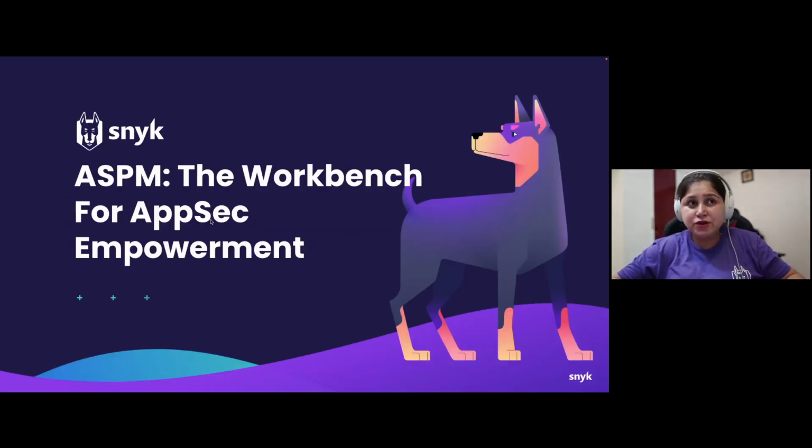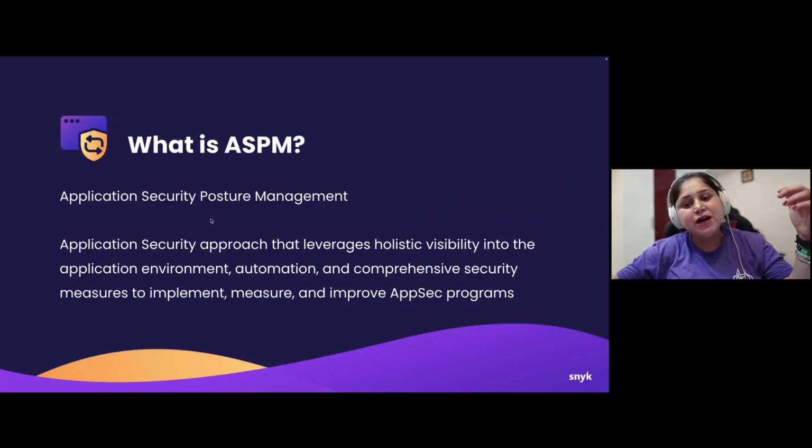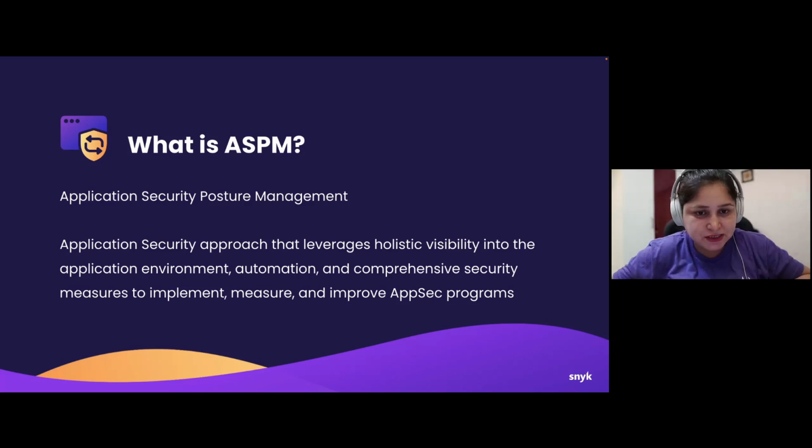Now, we'll be talking about the AppSec workbench as well. So now we have defined a few application security challenges. We've also seen the 5 security checkpoints before the implementation of ASPM. Now we're going to see what is ASPM. Let's define that. ASPM stands for Application Security Posture Management. And this is an application security approach that leverages holistic visibility into the application security environment, automation, and comprehensive security measures to implement security measures. It will also help in improving the overall application security program as well.